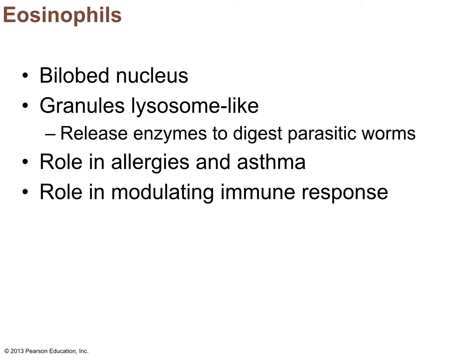So while the neutrophils have multi-lobed nuclei, the eosinophils have a bilobed nuclei. And these are specific for things like parasitic worm infections, allergies, asthma, and that's where you're going to see the production of eosinophils.